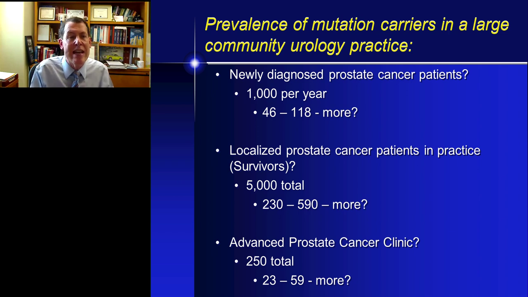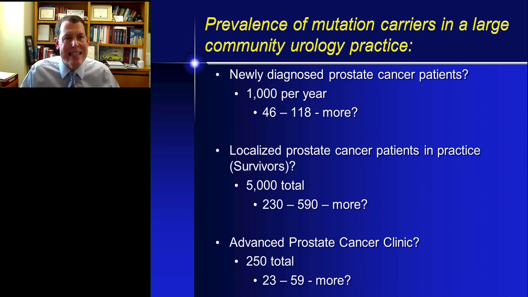And then if you just look at advanced prostate cancer, where these hereditary cancer mutations may be more common, in a practice that has 250 patients with advanced prostate cancer, 25 to 60 patients or more could have a mutation. So it's not rare. It's something that we need to think about and potentially do better testing for.